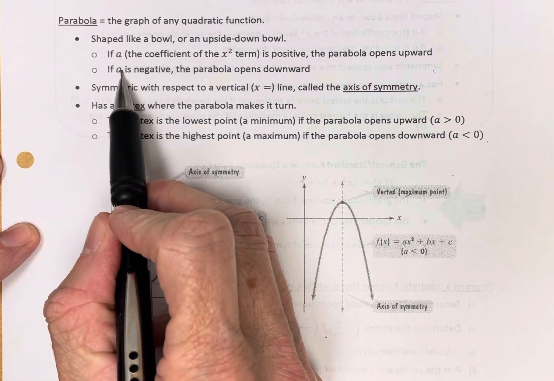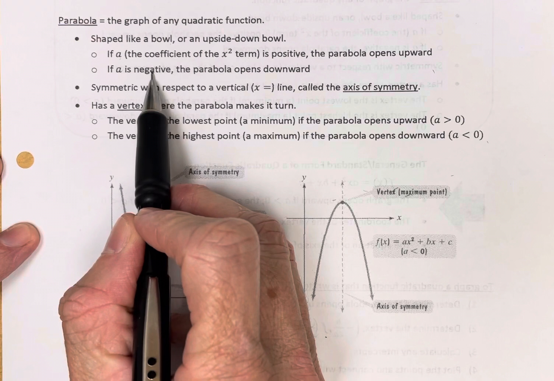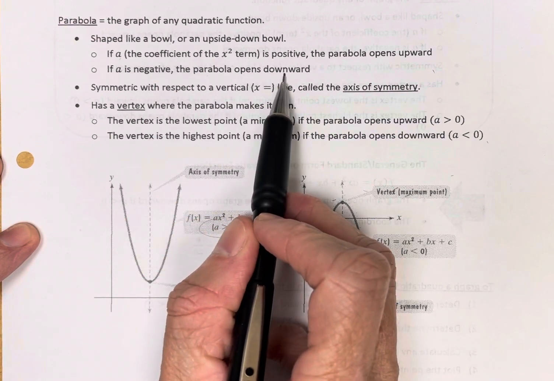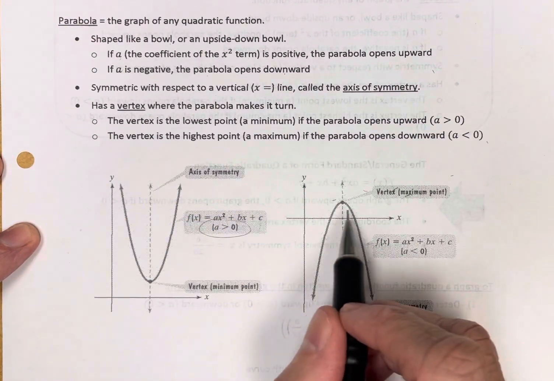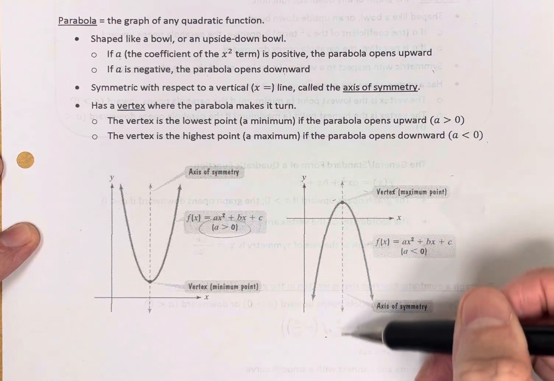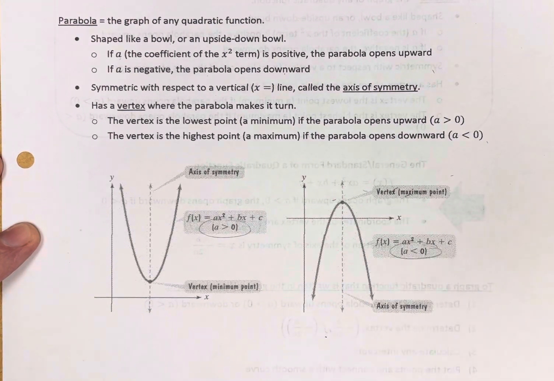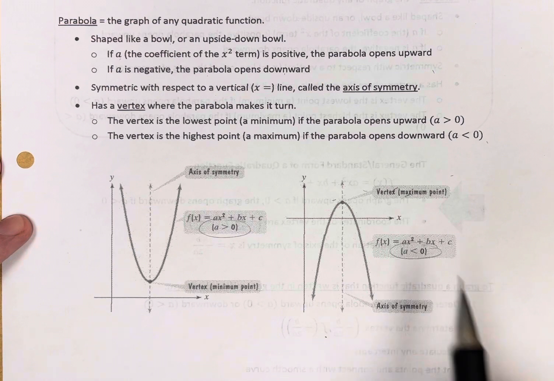If the coefficient of the x squared term is negative, the parabola will open downward. And here is the downward opening parabola. The a, the coefficient of the x squared term, tells us that.